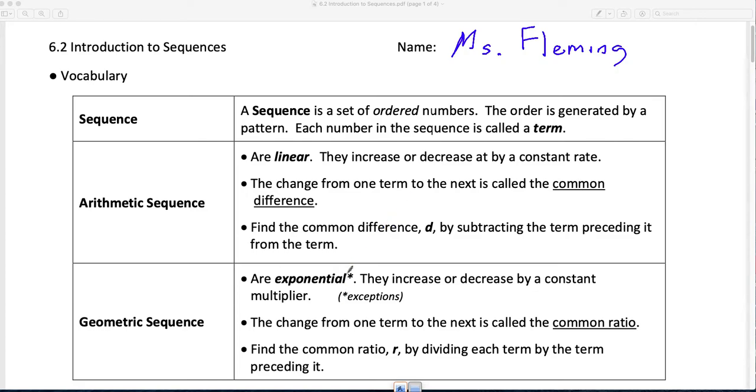All right, what they've increased or decreased by, instead of being a common difference where we add or subtract the same amount, they are going to increase or decrease by a multiplier. So these are going to increase by multiplication or division. The change from one term to the next is called a common ratio. And ratios are fractions, so you're going to see why it's a ratio in a minute. To find the common ratio, you divide each term by the term preceding it. Again, I'm going to explain all of that, so let's not worry about it yet.